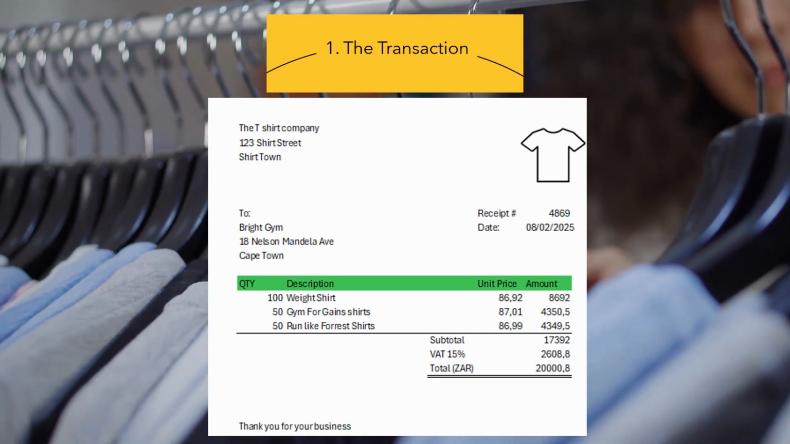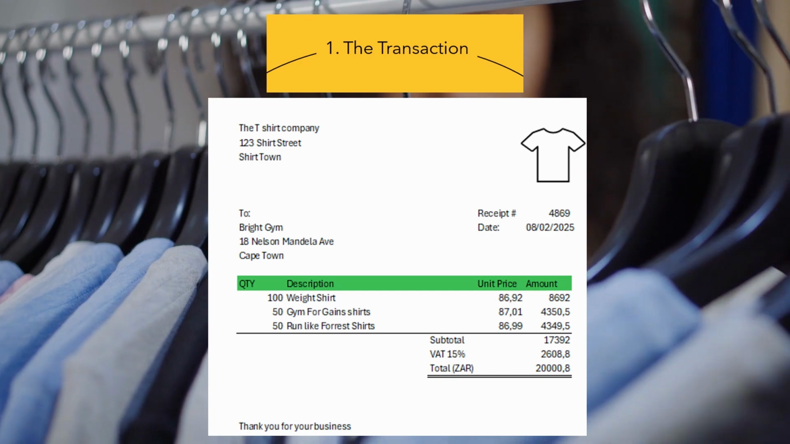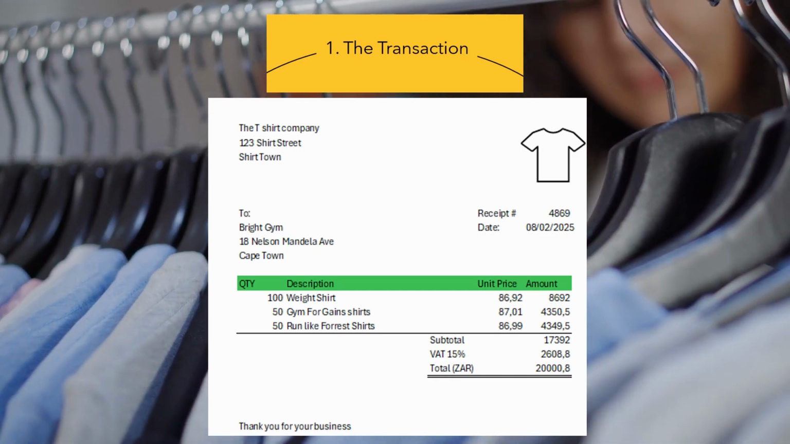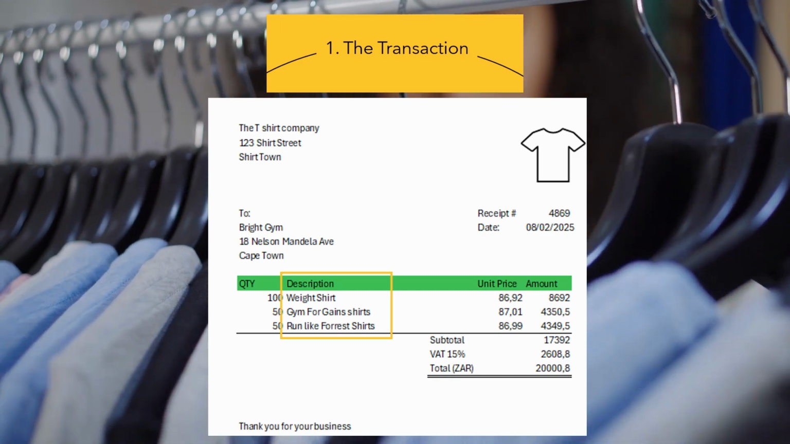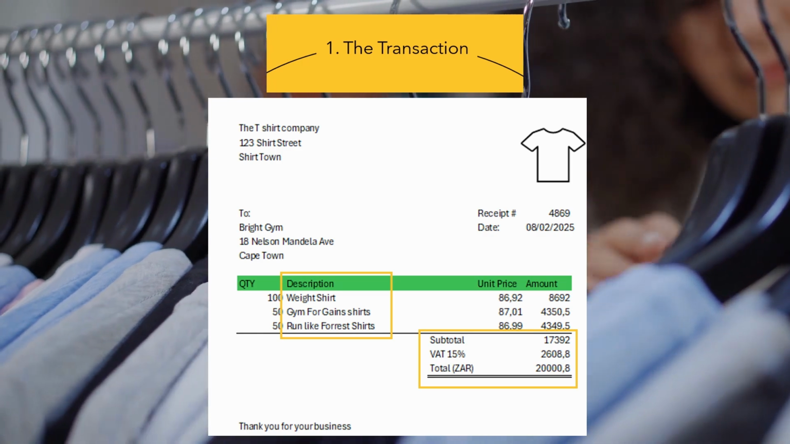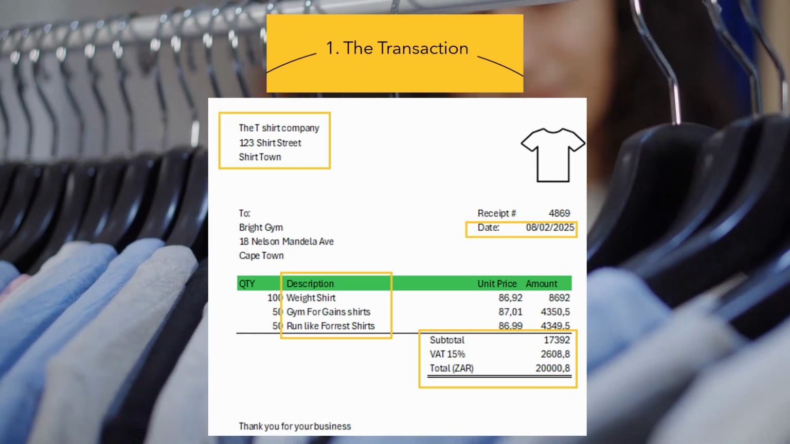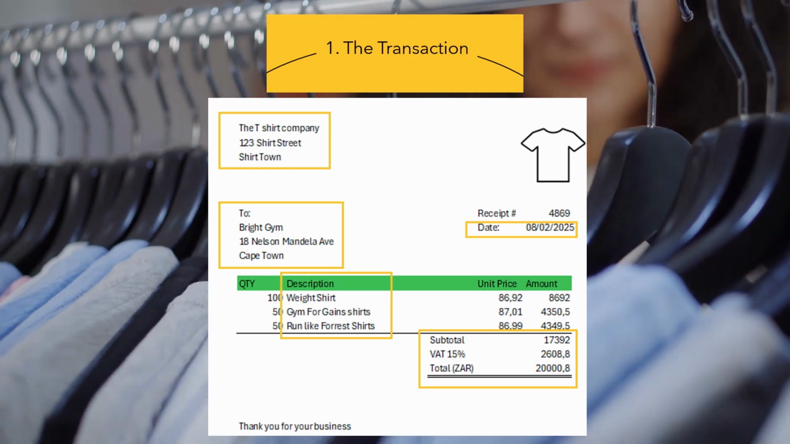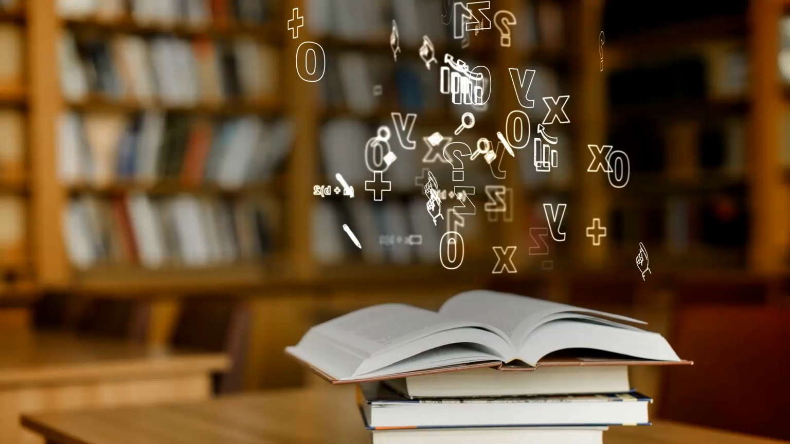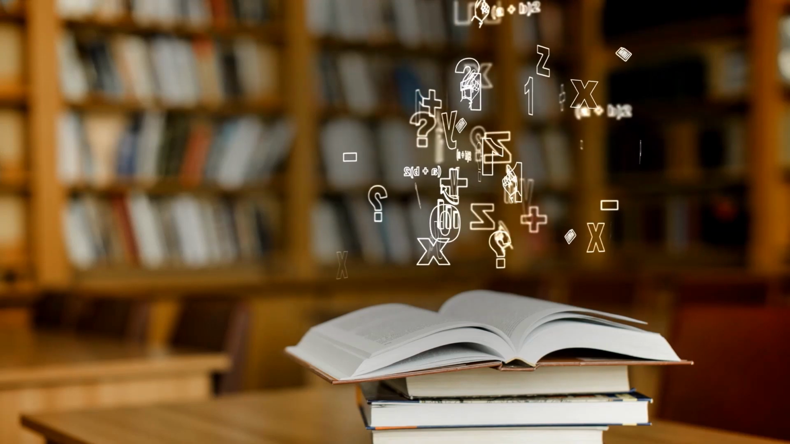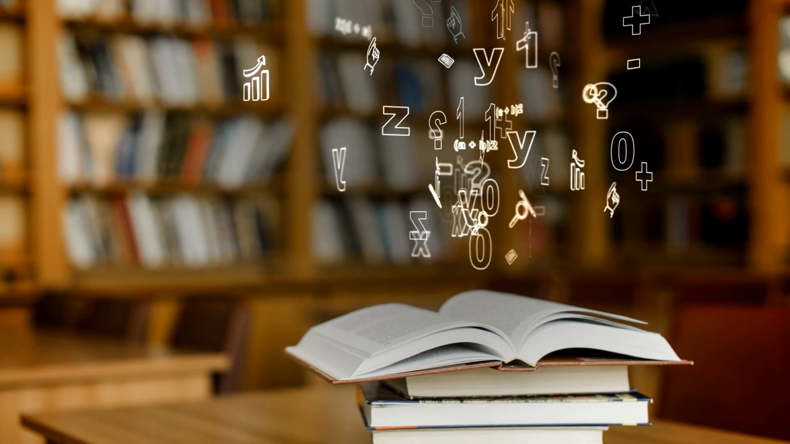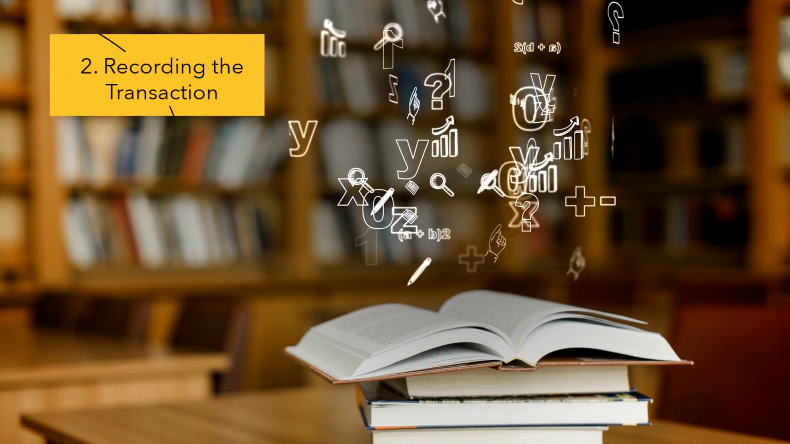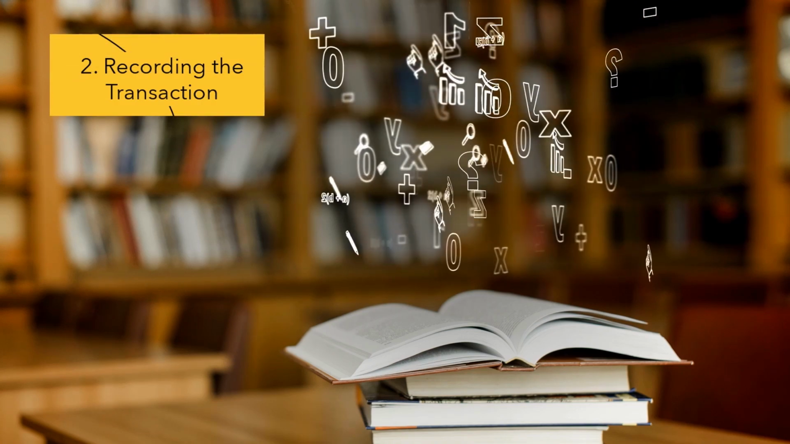But there's information that we can draw from a source document. We can see the goods or services that was involved, the price of that, the date, and then the parties related to this transaction. So from the source document, we record each transaction in a big book called the journal. The journal is the first book we use.